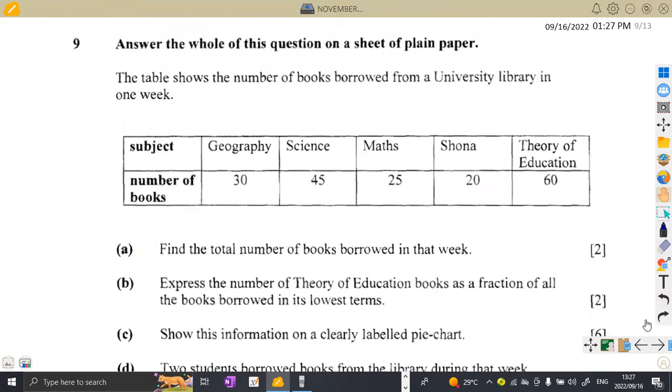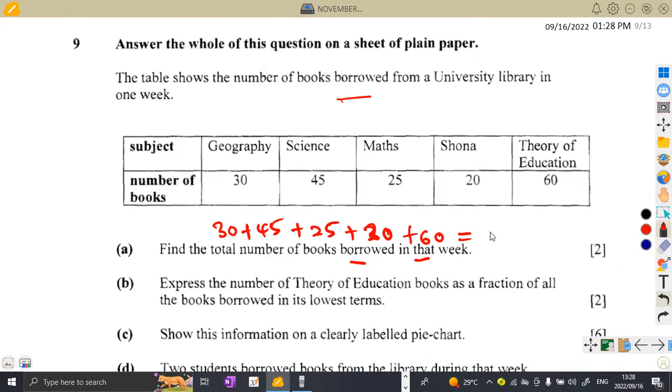All right, so question 9, we are given, answer the whole of this question on a sheet of plain paper. So this one, they need us to answer on a sheet of plain paper. The table shows the number of books borrowed from a university library in 1 week. Find the total number of books borrowed in that week. So you just have to add 30 plus 45 plus 25 plus 20 plus 60. We add everything, that is the total.